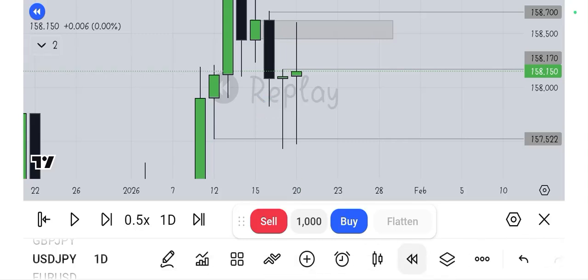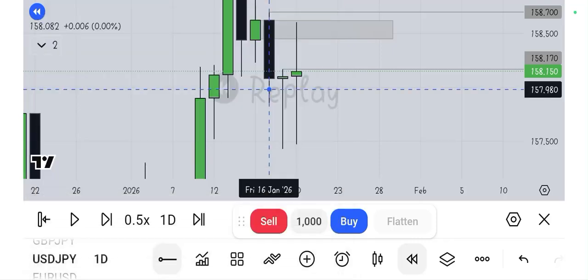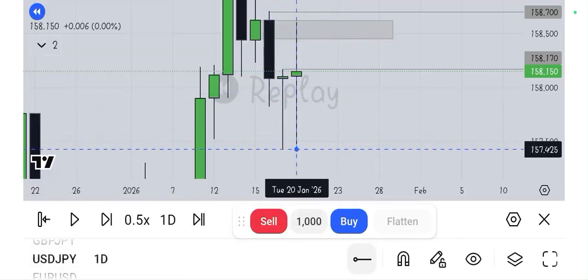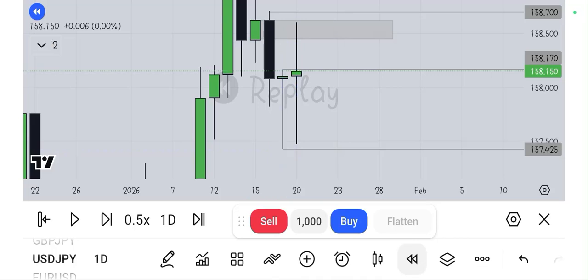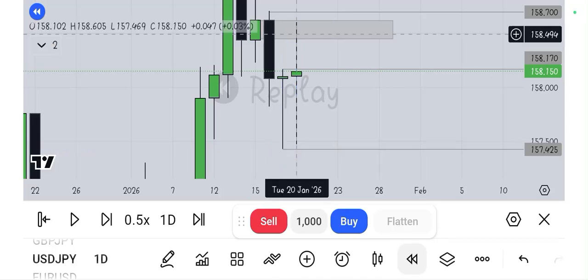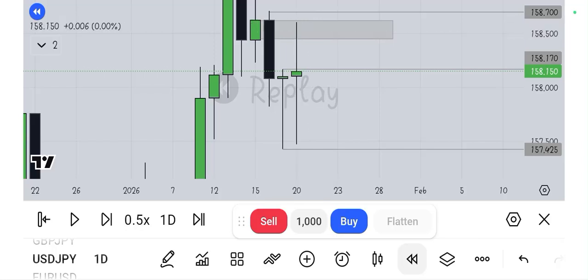So we are now aiming for these lows. We are aiming for these lows. So let's see. And again, you can see that the sale that we were anticipating previously has been triggered on a Tuesday. So I'm going to sell on a Wednesday. So let's see what happens.